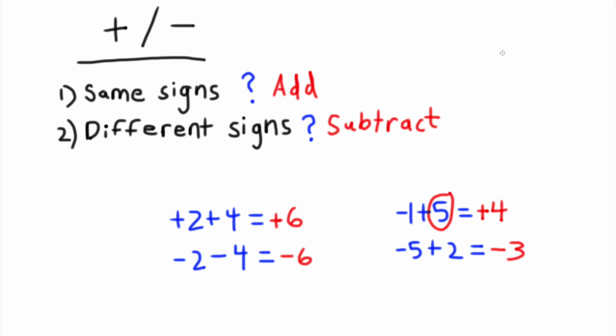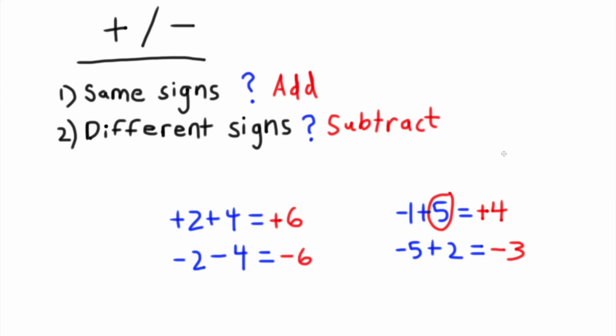So just to recap, if the signs of the numbers are the same, you're just going to add them, and then the answer is going to be the same sign as what you started with. If it's plus, plus, your answer is plus. If it's negative, negative, your answer is negative. You just add up the numbers. Negative 2 plus negative 4 is 6, answer is negative 6. 2 plus 4 is 6, positive, so it's positive 6.